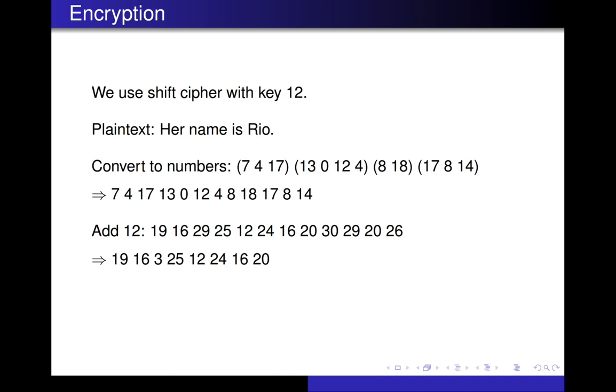25, 12, 24, 16, and 20 are all fine. But notice the next one is 30, which is bigger than 26. So we're going to subtract 26 from that one to get 4. 29, we have the same issue. We have to subtract 26 from that one to get 3. And then 20 is fine. And then 26, we have to subtract 26 to give us 0. Now, those are the numbers that are going to represent the letters of our ciphertext. And when we consult the chart to convert those into letters, we end up with T, Q, D, Z, M, Y, Q, U, E, C, U, A. Okay, so there's our ciphertext.